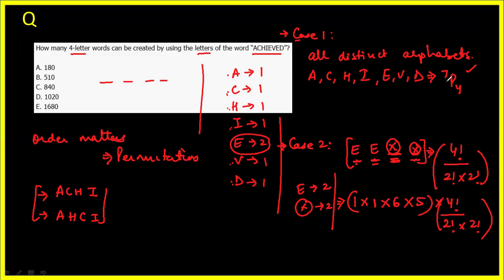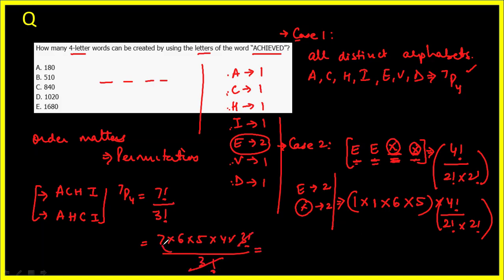Now, using the formula, we know 7P4. Let's write here. What is 7P4? That is 7 factorial over 7 minus 4, that is 3 factorial. 7 factorial is 7, 6, 5, 4 times 3 factorial, over 3 factorial gets cancelled out. 7 times 6 is 42, and 42 times 20 is 840. So there are 840 words which can be formed using all distinct alphabets.